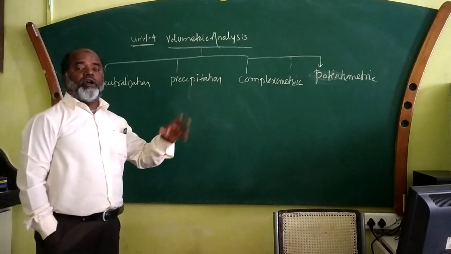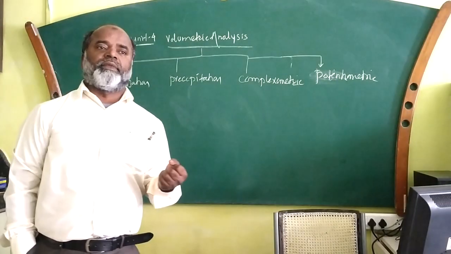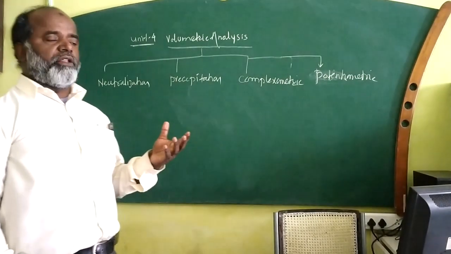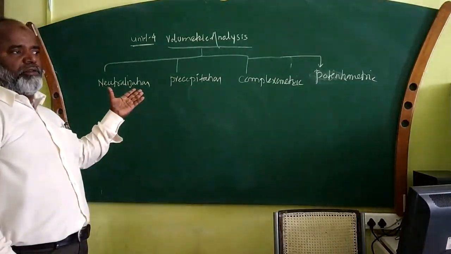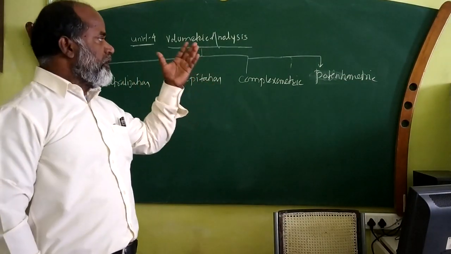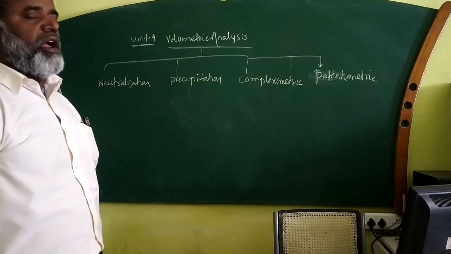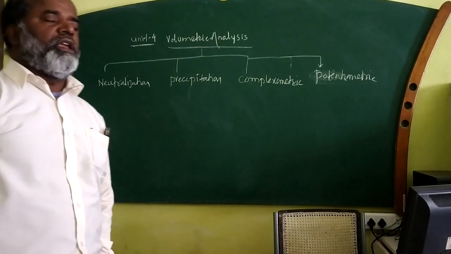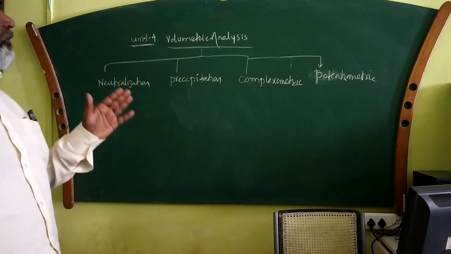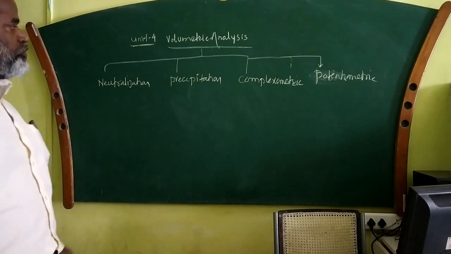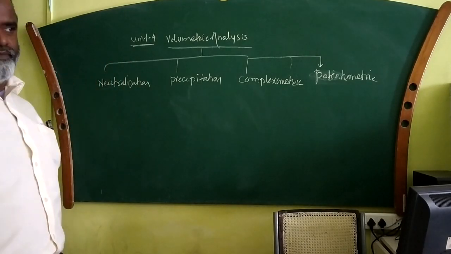Similarly, if there is a formation of precipitate during the course of the titration, it means there is a precipitation titration. Similarly, there is a complex formation reaction. Similarly, there is a redox reaction. So these are the four types of reactions generally taking place during the course of our volumetric analysis. Now we are supposed to discuss all these four types.